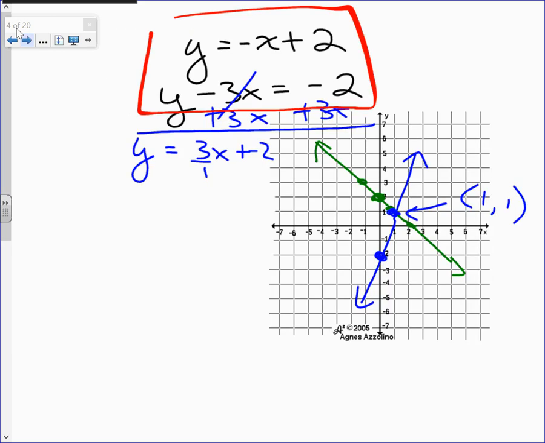All right, watch this. Okay, here we go. Rocha, I got the floor now. Please, ladies and gentlemen, here we go. I'm going to go ahead and write down the system. Y equals negative x plus 2, and y minus 3x equals negative 2. Write it down with me.